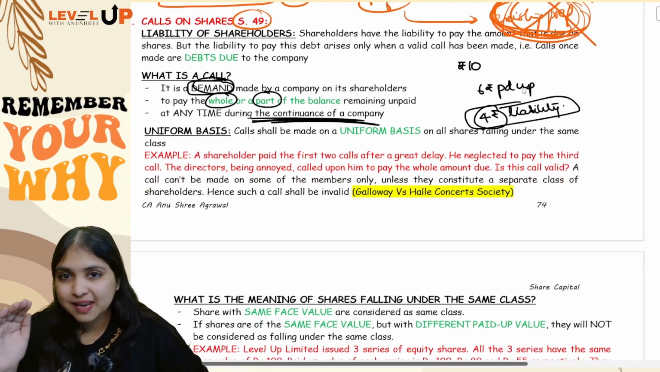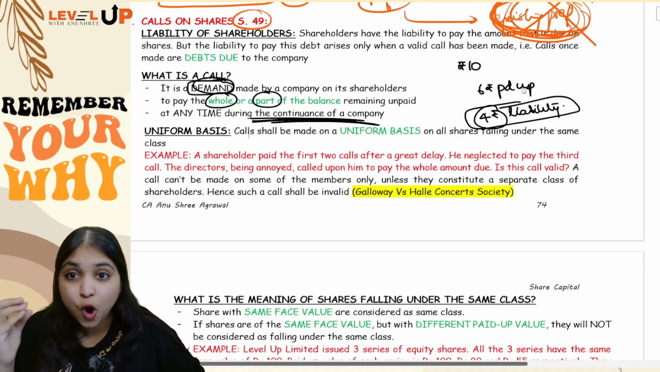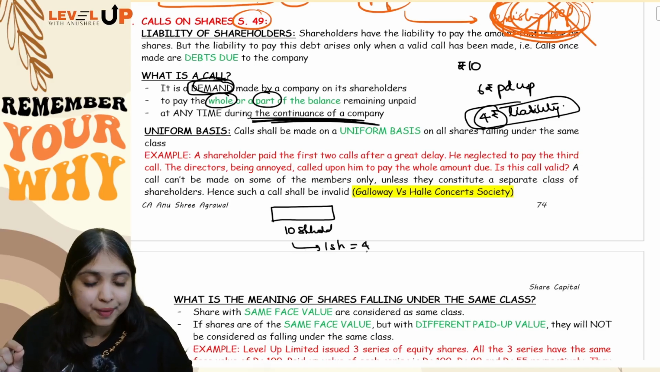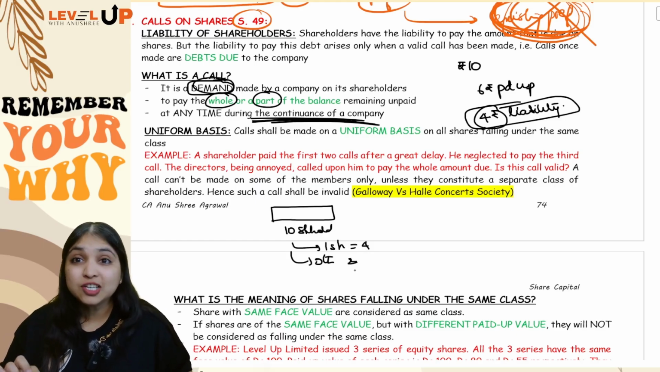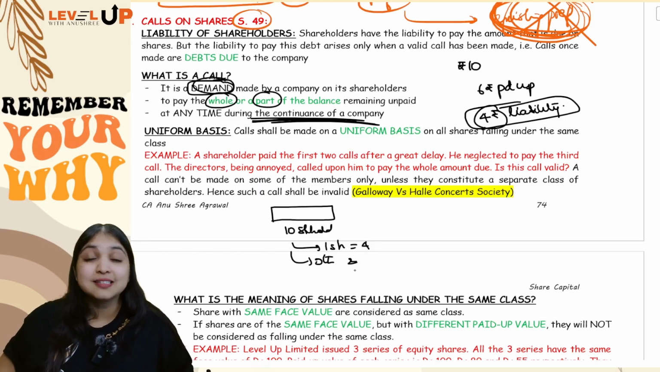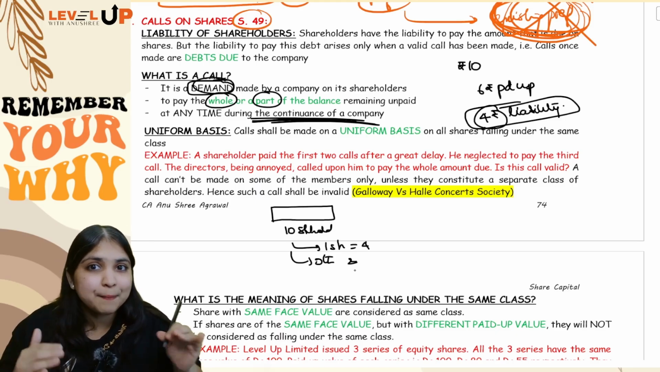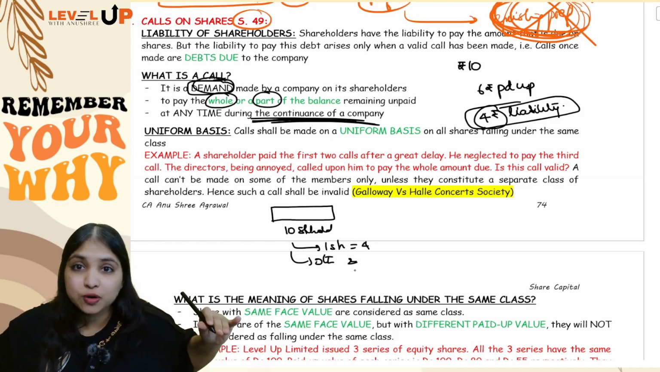Then we learned, company, whenever you make a share call, please make the share call on a uniform basis, which means in one particular class, if there are 10 shareholders, you can't ask one shareholder alone to pay 4 rupees and other shareholders to pay 2 rupees. Like that, it is not allowed. All the shares belonging to one particular class, a uniform call has to be made, which means the same share call only has to be made.